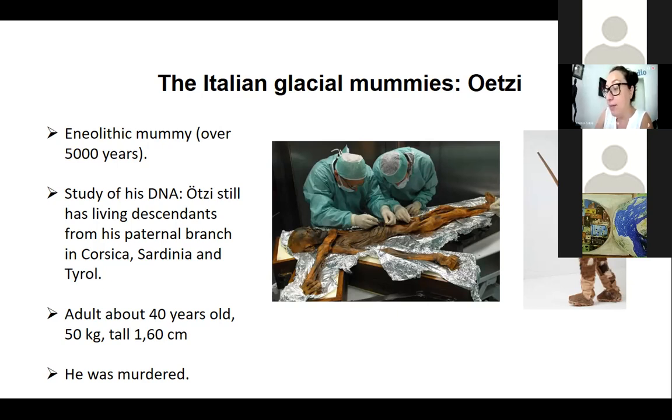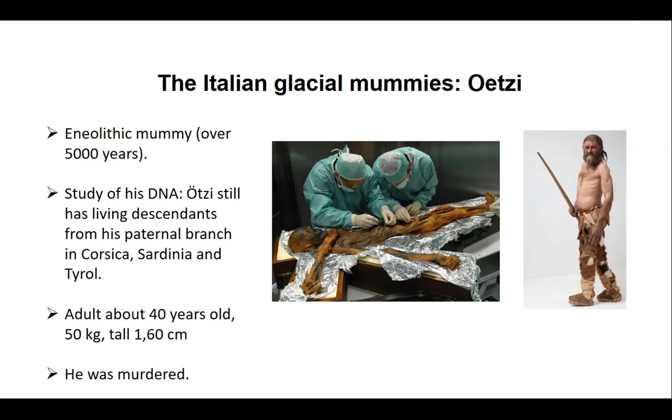Over time, analyses have taken place, and thanks to the progress of technology, more information has been discovered on the Iceman. Thanks to his DNA study carried out in 2008, we know that Ötzi still has living descendants from his paternal branch in Corsica, Sardinia, and Tyrol. The maternal branch of Alpine origin is extinct. Ötzi's DNA also provides many clues about his appearance. We know that he had brown eyes and brown hair, and a lot about his health.